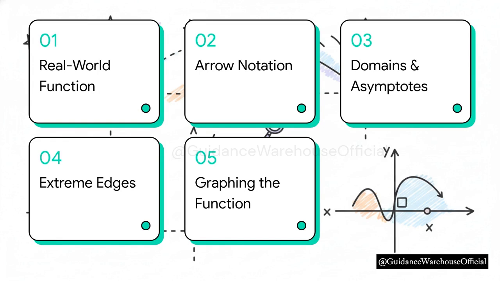Here's our roadmap for today's explainer. We'll start with Section 1, the real-world rational function. Then Section 2, decoding arrow notation. Section 3, domains and invisible walls. Section 4, horizontal and slant asymptotes, and we'll wrap it all up with Section 5, graphing the function.